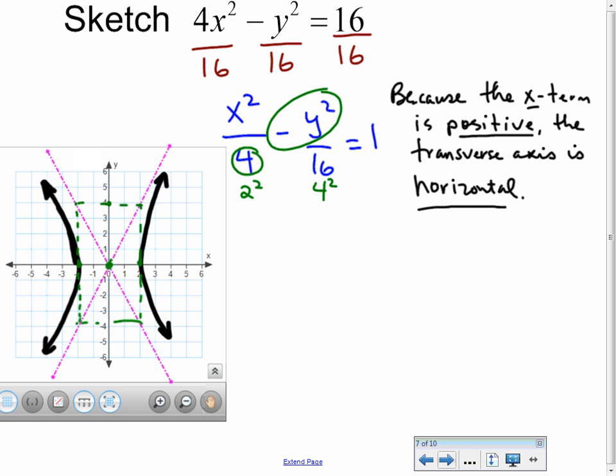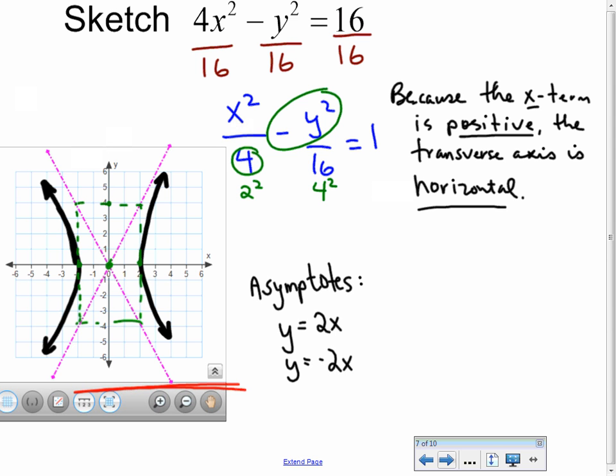So because the x term is positive, the transverse axis, to use that fancy term, there it is, is horizontal. But the only part of this whole fancy graph that's really part of the graph is the black part. Everything else is just there to make the graph correct. Now, if you want to find the asymptote, you can find the calculations of that asymptote.